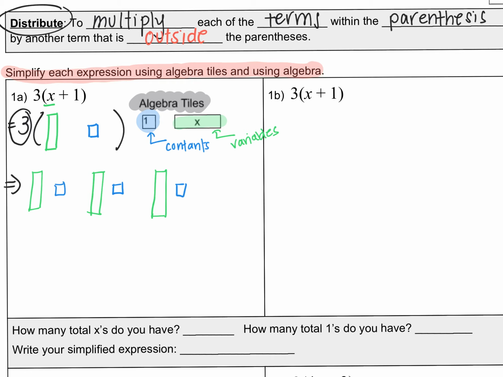So in total, how many total x's do I have? 1, 2, 3. I have 3 x's. And how many total ones do I have? 1, 2, 3. I have 3 ones. So my simplified expression using algebra tiles is 3x plus 3.